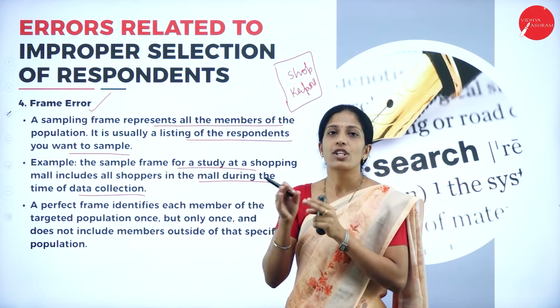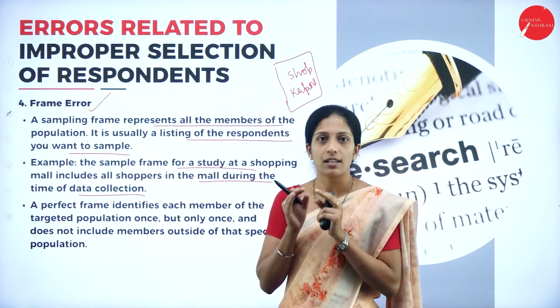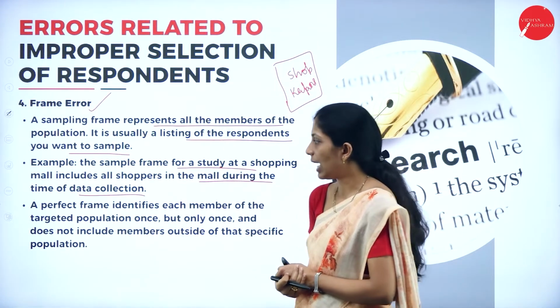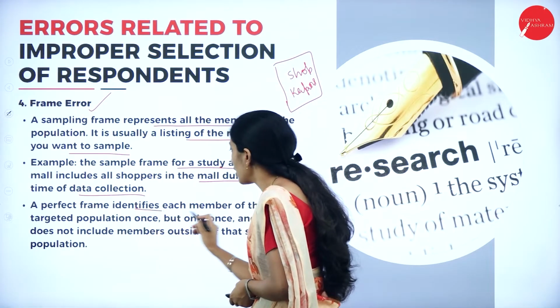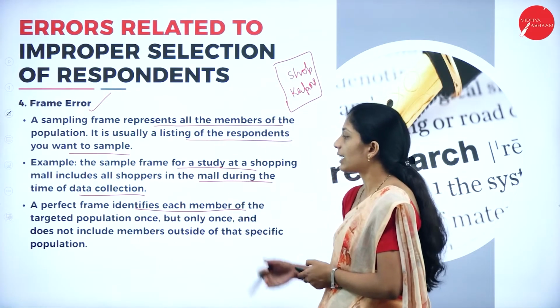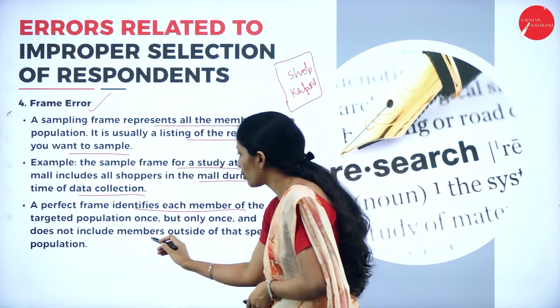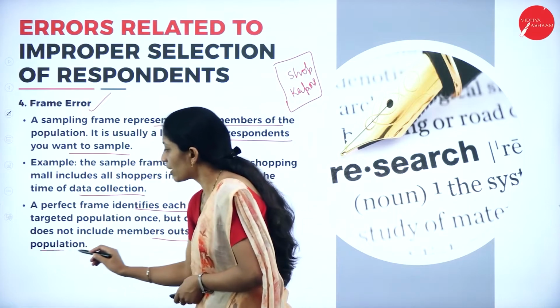So we are indulging ourselves into a confined area, that is a mall. So that is known as what? Frame error. A perfect frame identifies each member of the targeted population once, but only once, and does not include members outside of the specific population.